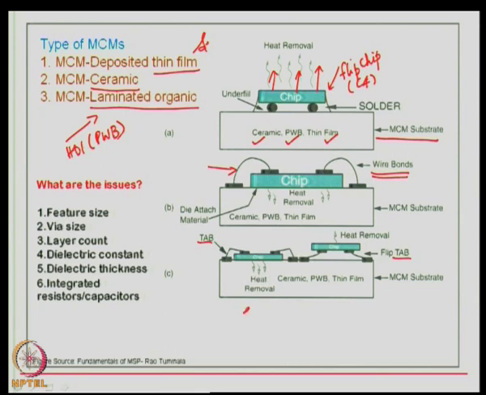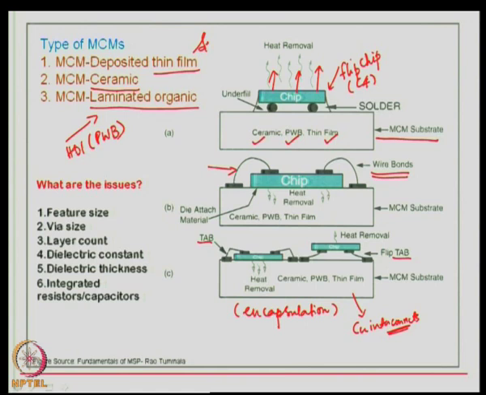Again, encapsulation here is a very important process to protect the die after the interconnections are established. So, you can imagine multiple connections of the die onto the common substrate, and again on the substrate you can have interconnects made out of copper to complete the MCM structure. So, basically what are the issues?